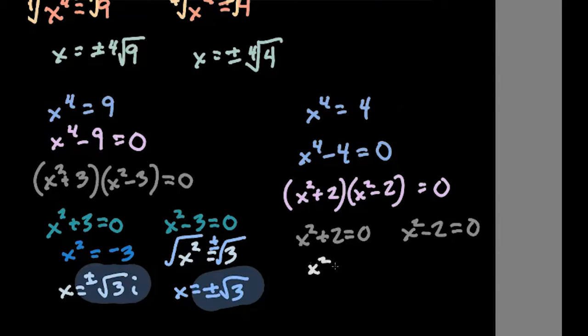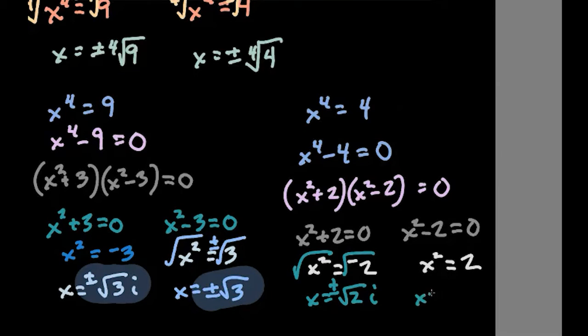And then we're going to have x squared equals negative 2, x squared equals 2. We're going to square root both sides, do the plus or minus on them. You should have x is equal to the square root of 2i, because you're going to do the square root on both sides here, and you'll have that square root of a negative. You do have to have the plus or minus. This one, you're going to have x is equal to plus or minus the square root of 2.